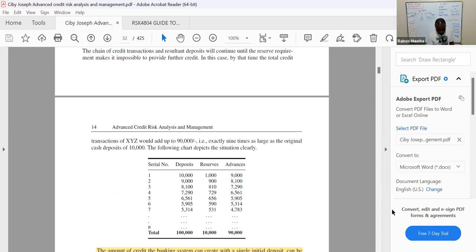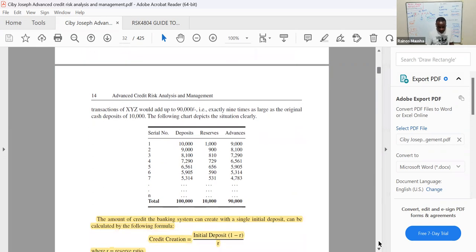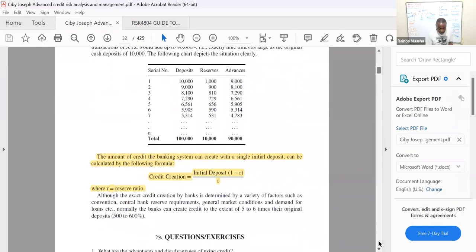So it's very interesting to see exactly how the financial system works. Looking at this example, they say the amount of credit the banking system can create with a single initial deposit can be calculated by the following formula. Credit creation is given as the initial deposit multiplied by (1 minus the reserve ratio) divided by the reserve ratio. So this will tell you exactly how much money can be created within the economic system, which is basically the credit creation that can be determined within the economic system and advanced.